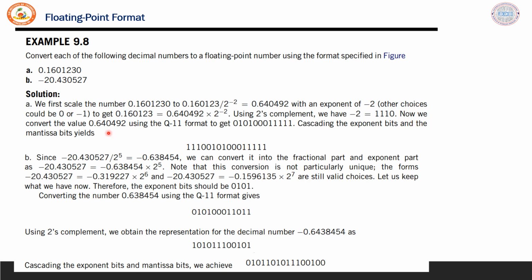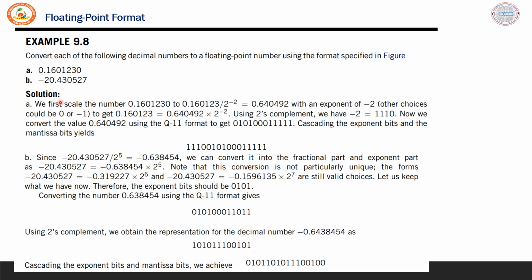Now, the mantissa is converted into Q11 format because the available bits for us is 11. So in Q11 format, the representation is something like this. In the initial position, we take the exponent, that is 4 places, followed by the remaining for the mantissa. So cascading these two together gives you the final representation.